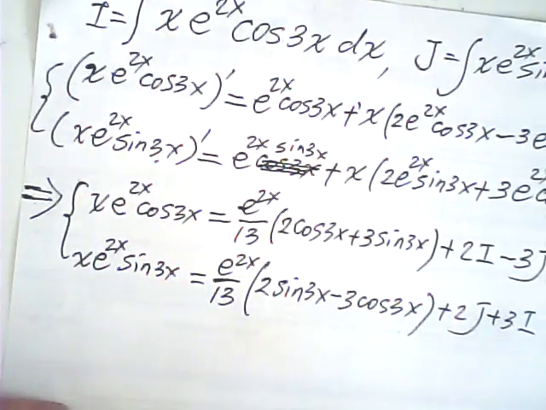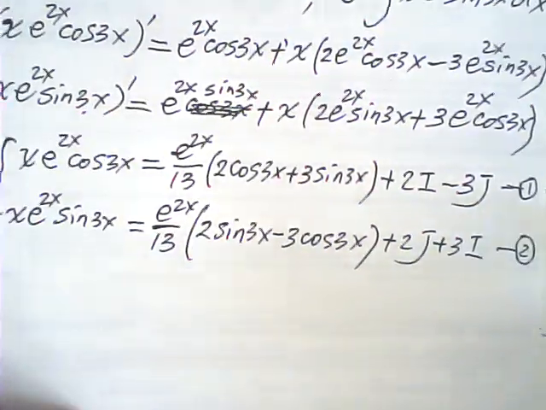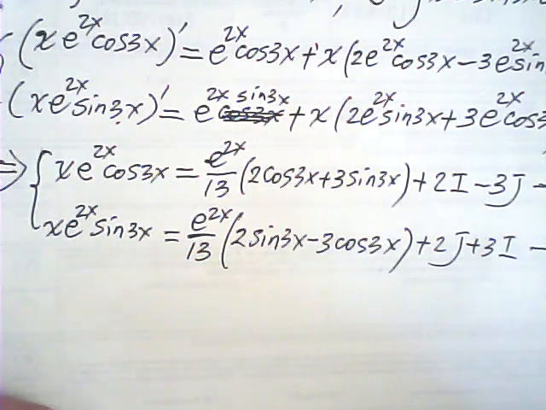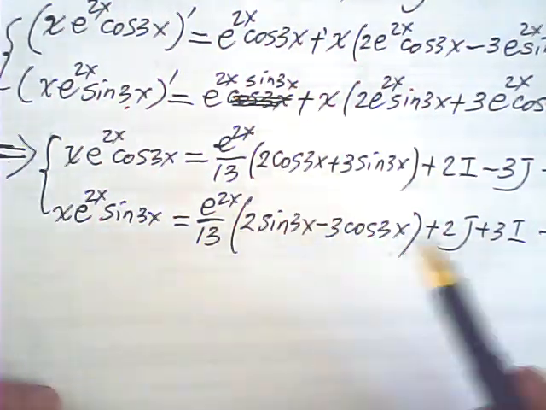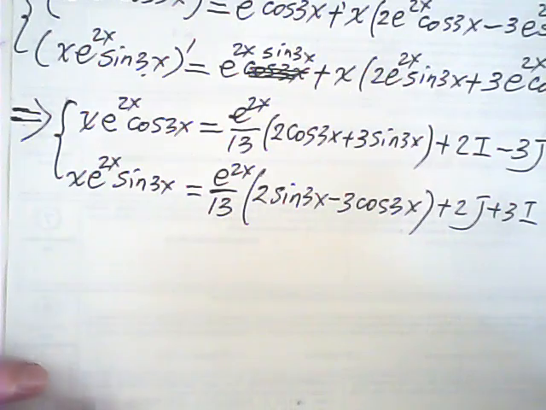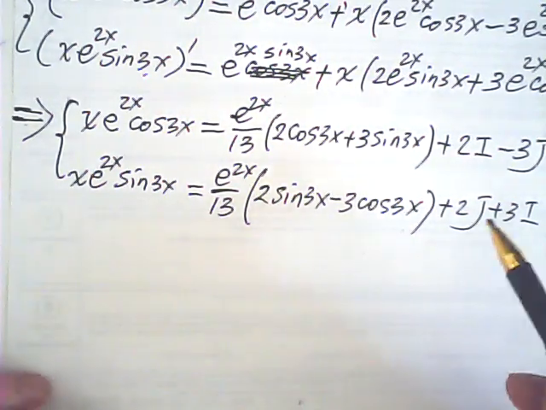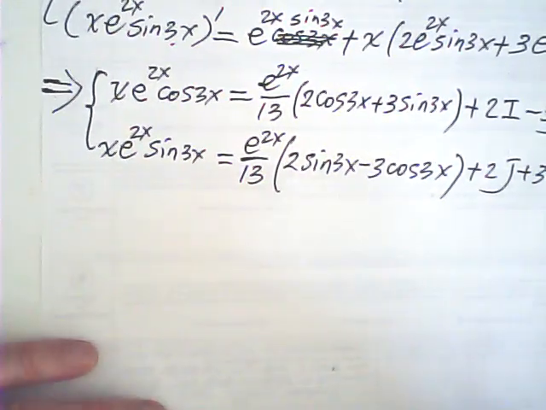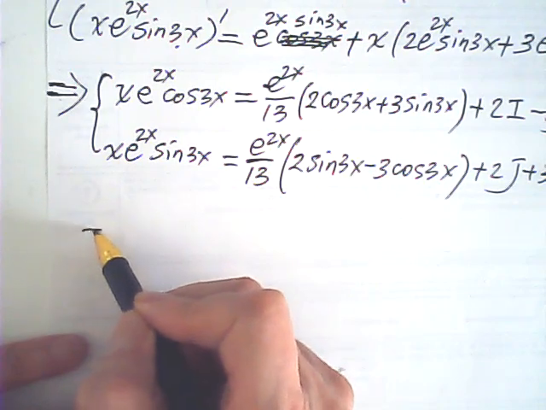Now we have 2 equations. We can find I and J, see? So no more derivatives, no more integrals, just purely simultaneous equations. Now, I just omit the detail. It's just algebra, quite many steps. So I can find I.